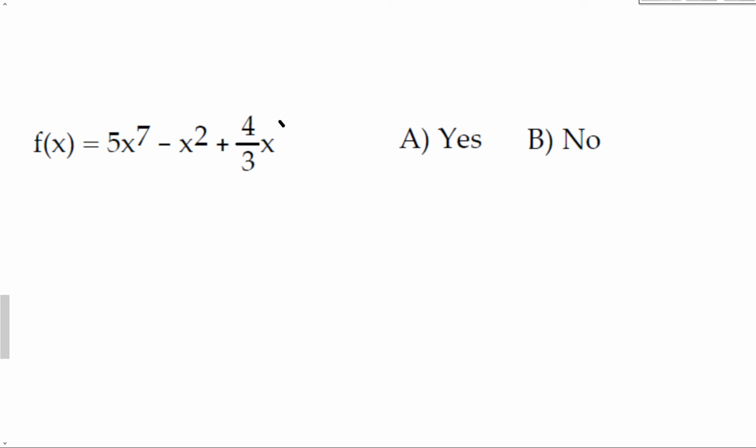This is a polynomial function, okay? Because it's okay to have a fraction as a coefficient. That has nothing to do with the exponent, okay, which is to the 1st power. Okay, all the coefficients have to be is real. 5, 1, and 4/3 are all real. Okay? Good.